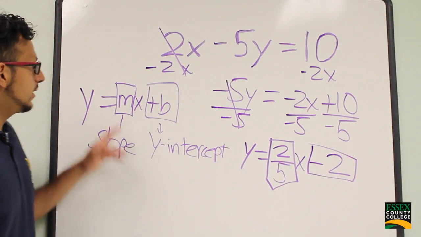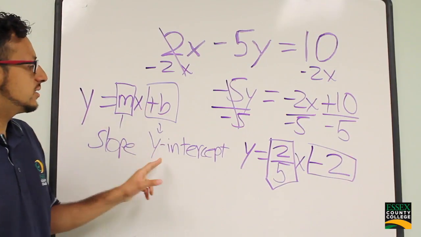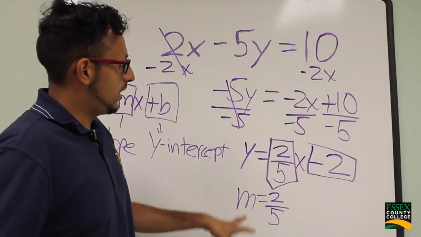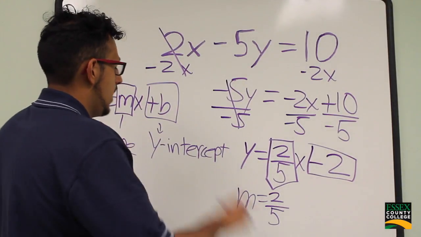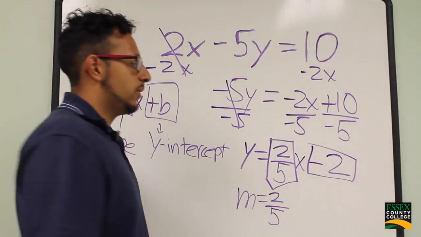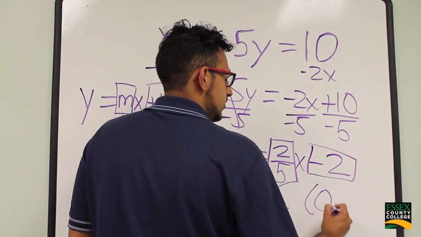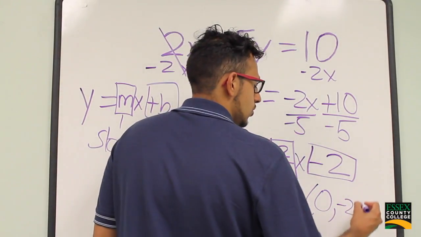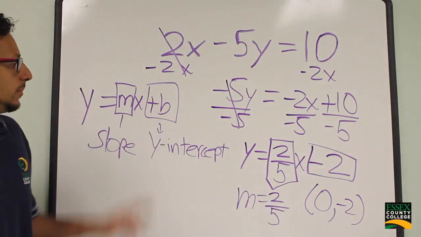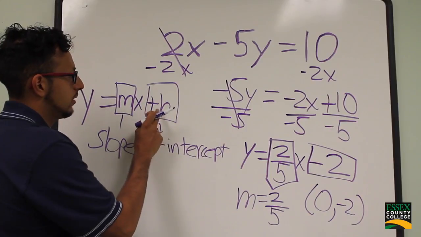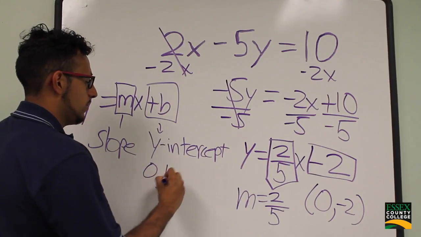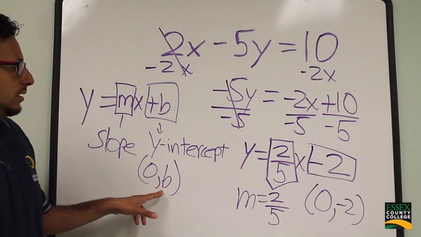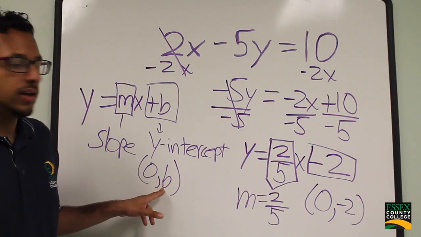Like I said in the beginning, the m is the slope, the b is the y-intercept. So for this problem, the slope for this equation is 2 over 5. And the b is the y-intercept. We know the y-intercept is written as 0, y, so in this case the y is negative 2, because in this form, b is the y-intercept. Whatever b is is just going to be the y in the y-intercept.